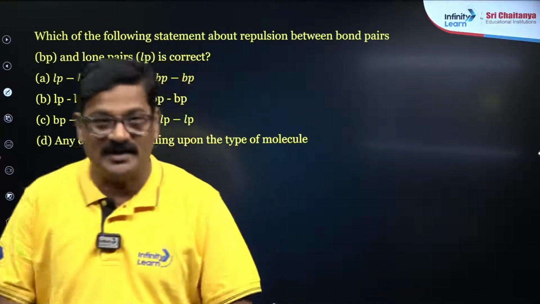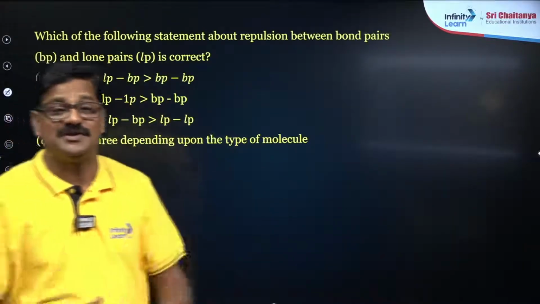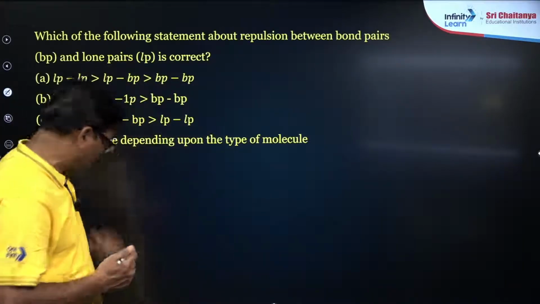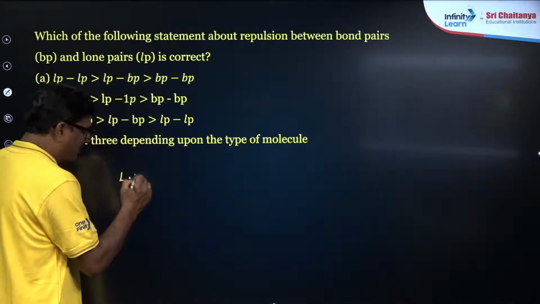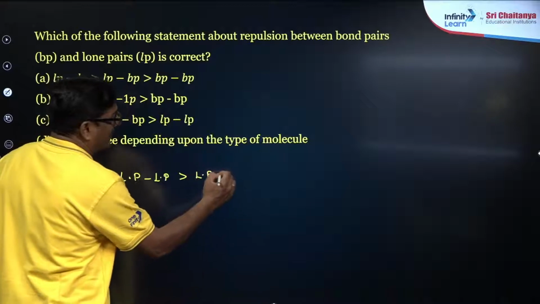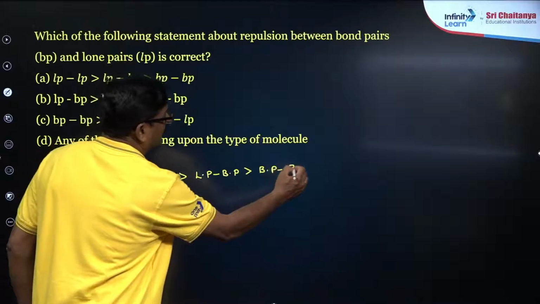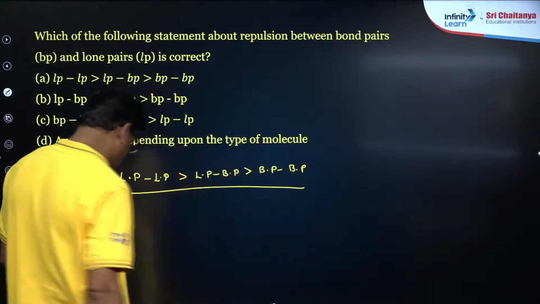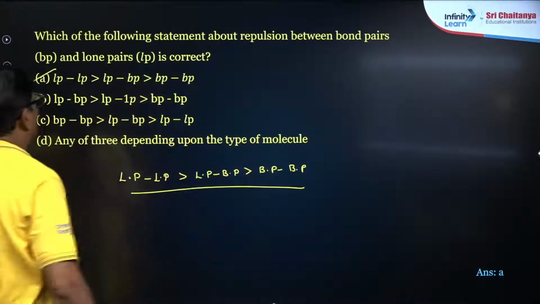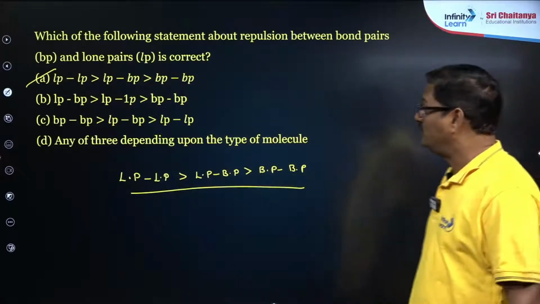So what I want to say, these electron pairs are arranged in such a way that the repulsion among them is minimum. So repulsion का order क्या होगा? Lone pair repelling on the lone pair is greater than lone pair repelling on the bond pair, which is greater than bond pair repelling on the bond pair. So this is the actual repulsion series, and that is your answer. LP-LP repulsion is greater than LP-BP repulsion.